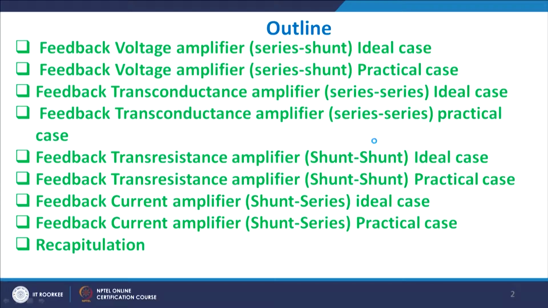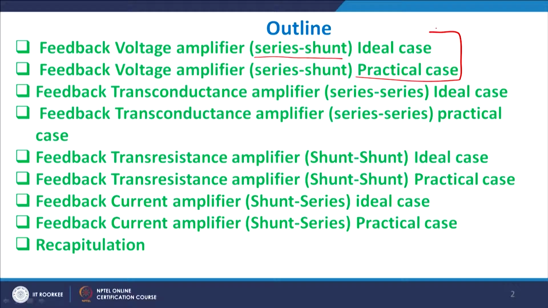So we have done four configurations: series shunt, series series, shunt series and shunt shunt, and we have seen how the input impedance and output impedance change. Today's topic is basically the feedback voltage amplifier. We will look at the ideal case of a series shunt amplifier, and then we will look into a practical case of the series shunt.